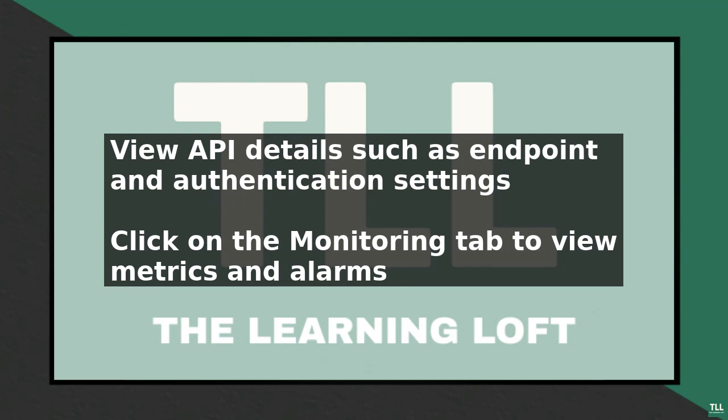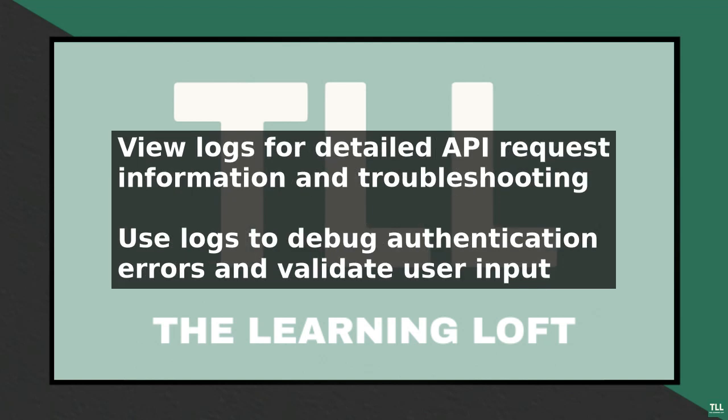In addition to metrics, you can also view logs for your API. Logs provide detailed information about each API request, including the request and response headers, body, and query parameters. You can use logs to troubleshoot issues with your API, such as debugging authentication errors or validating user input.